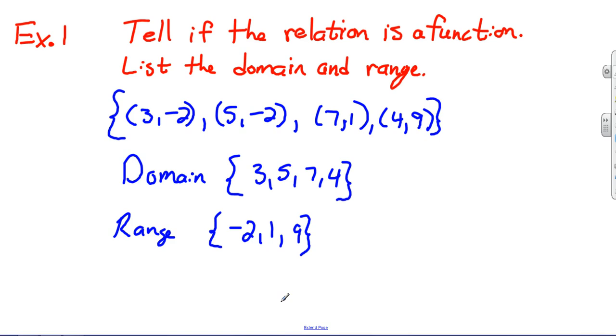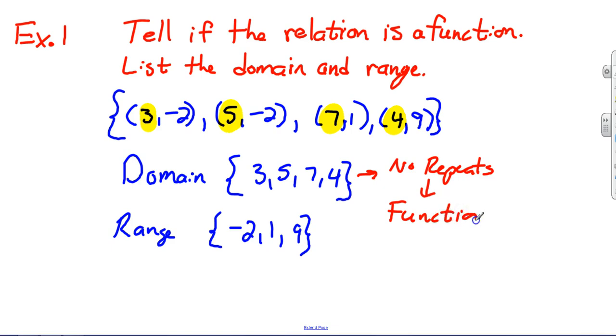Okay, and again, when they're talking about whether it's a function or not, all you're worried about is the x values. Did any of those x values repeat? Okay, so if there are no repeats, then that means it is a function. And again, you only look at the domain to figure out if it's a function or not. The range doesn't really have an impact on it. It's all about what the domain is going to be.